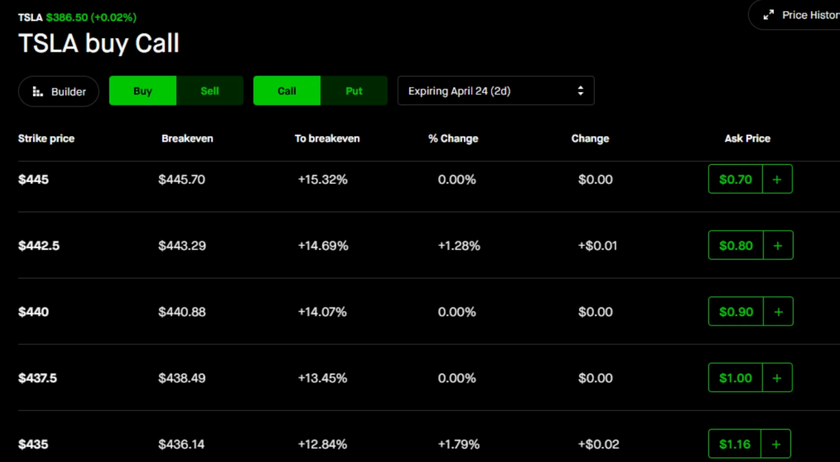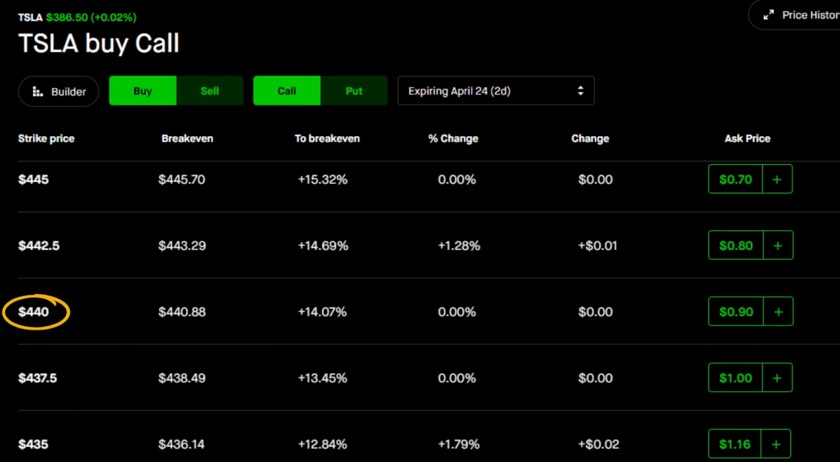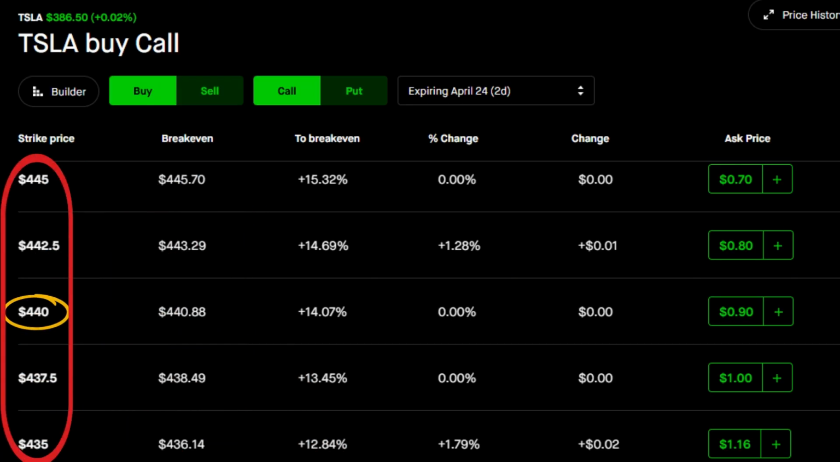Let's walk through this. These are the option contracts at a certain price point. If you want the contract to be at $440, then $440 will be your strike price. On the left, you could see the options contract with different strike prices: 445, 442, 437, 435. The list goes on. On the top, you could also see the duration of the contract, which is 2 days.